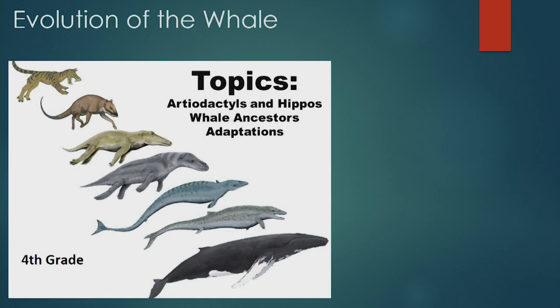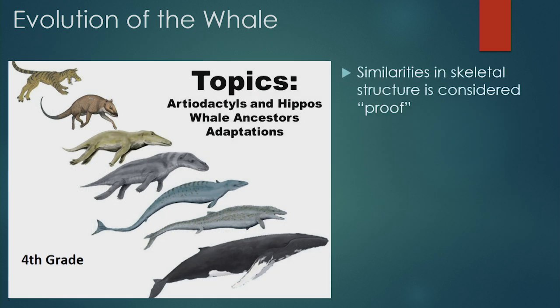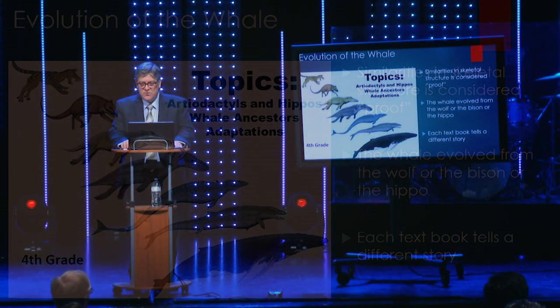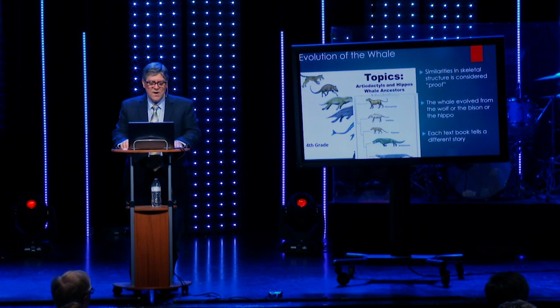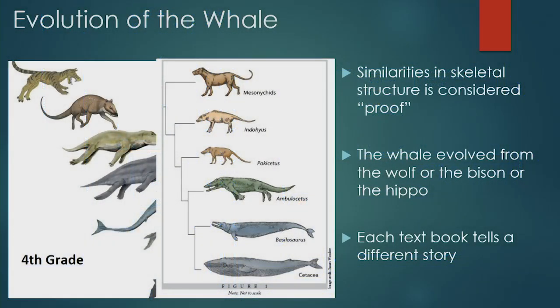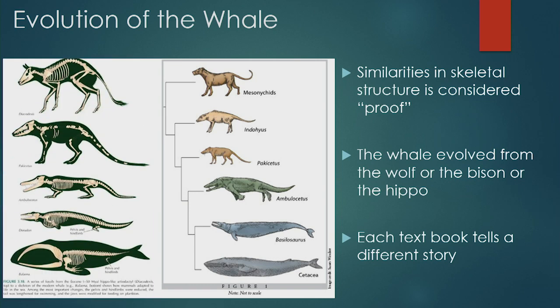Now, since we're talking about whales, let's look at the evolution of the whale for a minute. So the evolutionists will say that similarities in the skeletal structure are considered proof that the whale evolved from either the wolf or the bison or the hippo. It varies based on the textbook you're reading. So in other words, here's one where we see the whale evolving from a wolf-like creature called a Mesonychid that's now extinct. It apparently lived in Asia at some point in time. And then here's another one where we see that the whale evolved from the hippopotamus.